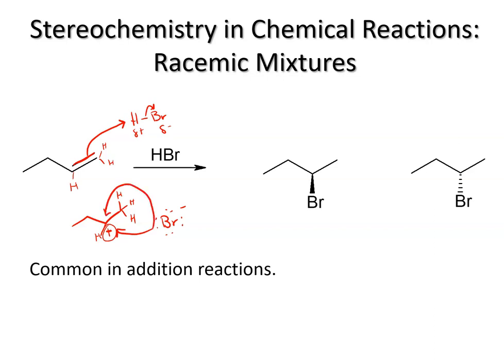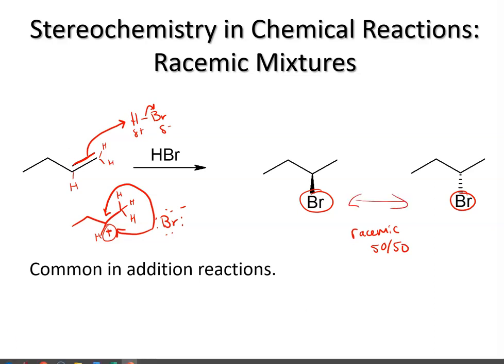However, it could come from one side or the other. It could attach at either end, and it could give us a bromine that came out at us or a bromine that went back in. So this is common with addition reactions, and you're going to have an equal chance of reacting on either side of that positive charge. So usually this ends up as a racemic mixture, a 50-50 mixture of both of these different enantiomers here.